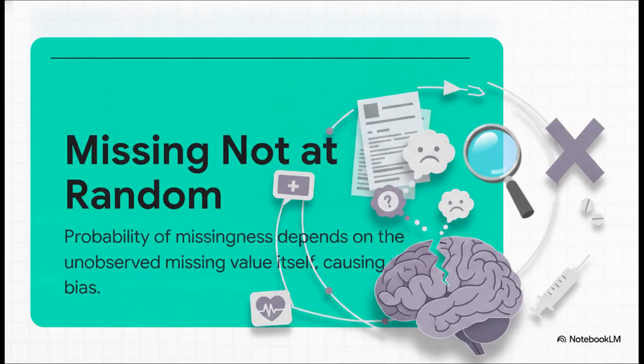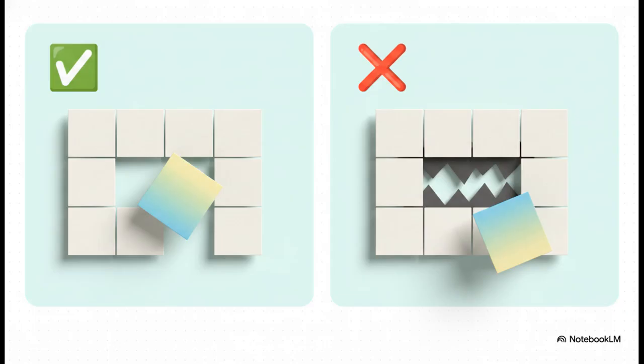And finally, we have missing not at random, or MNAR. Now listen closely, because this one is highly dangerous. This happens when the missingness depends on the unobserved missing value itself. Imagine you're running a mental health study, and patients with really severe debilitating depression are just way less likely to fill out a symptom survey. The missingness is driven by the severe depression itself, which is exactly what's missing from your data. That introduces a massive unmeasurable bias. So how do we treat these?